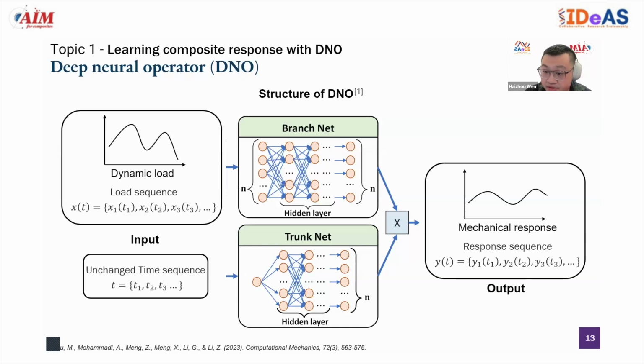If we consider there is a dynamic strain load, the load function has strain on the y-axis and time on the x-axis. So for different load patterns, the strain value on the y-axis is changing, while the time on the x-axis is not changing. By multiplying the two matrix products from the two nets, we will get an output sequence, which is a mechanical response sequence.